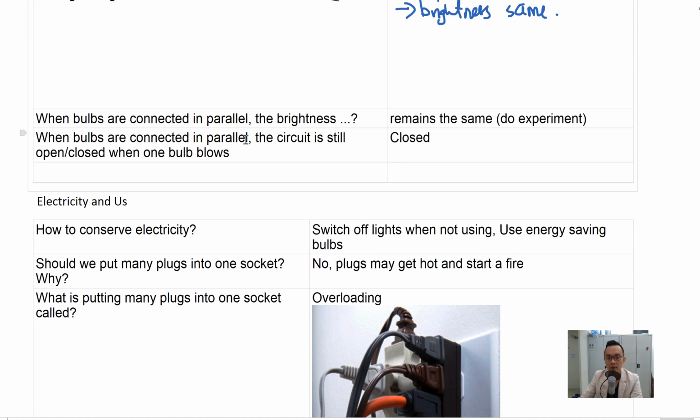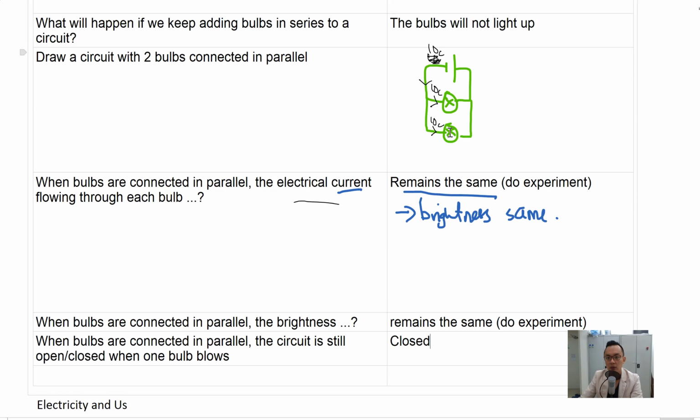So when bulbs are connected in parallel, is the circuit still open or closed? When one bulb blows, it's closed because the electricity can, let's say this bulb is blown. So this bulb is blown. The electricity can still go from here. All right, it comes down here and it stops, but it can still go here, go through the bulb, come back and complete the circuit.